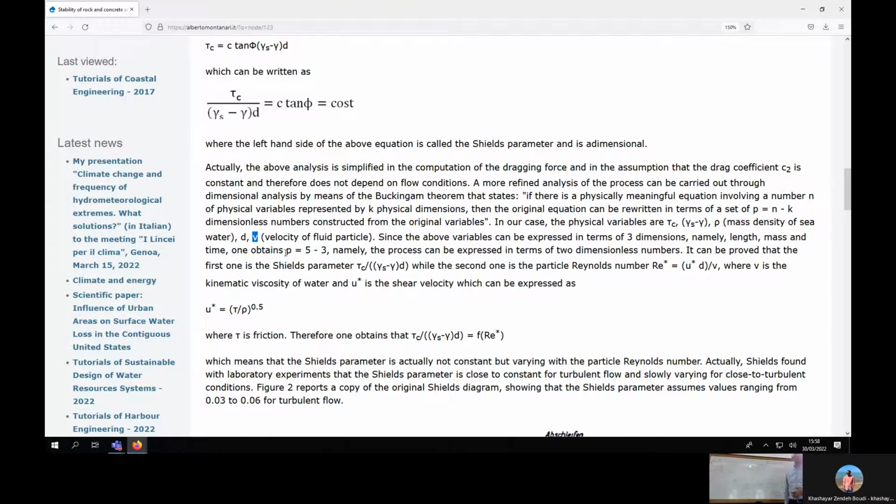Sorry, under laminar condition, the Shields number is higher, right? Yes. But this also means that tau critical is higher. Tau critical is higher, correct. But let me just think at the dimensionless representation. So gamma S and gamma are fixed. And okay, for sure the part below the graph is stable.